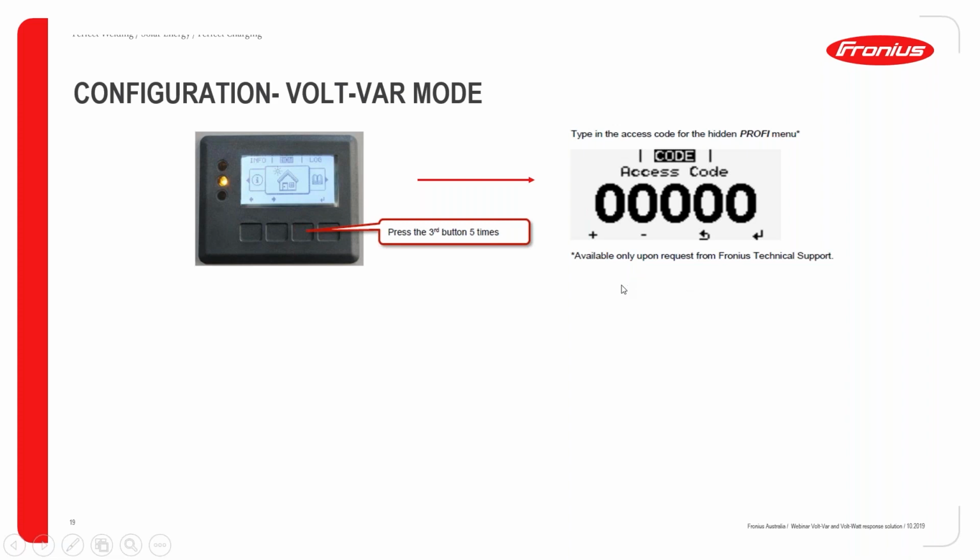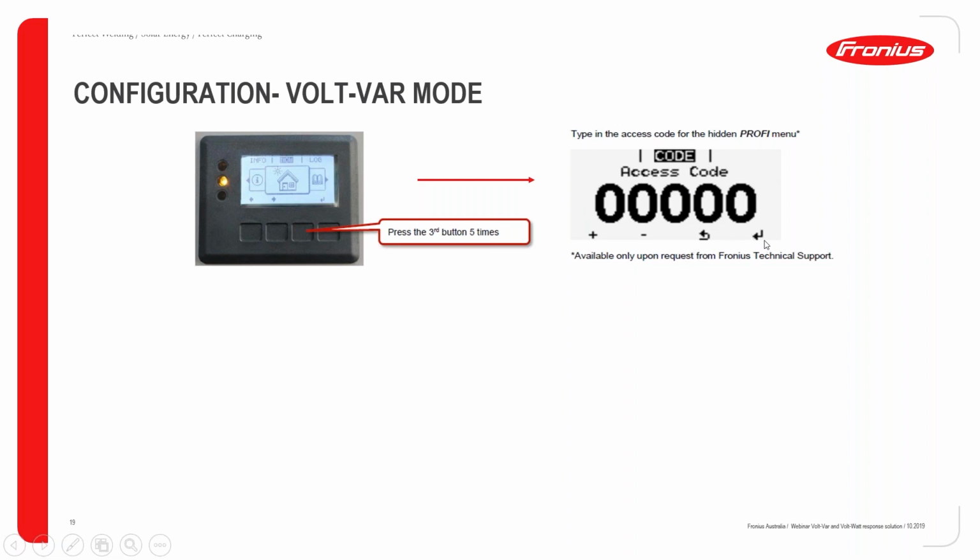You can ask for the access code, which is also called the profile menu code. Just contact us on site, call Fronius Tech Support. We can give you the code. So the way you put in the code is by pressing the plus and the minus button, which are the first and the second button here, to change digits. Once you've got the correct number, you press the enter button, which is the 4th one, to move to the next digit. You go one by one until you put in the correct access code.